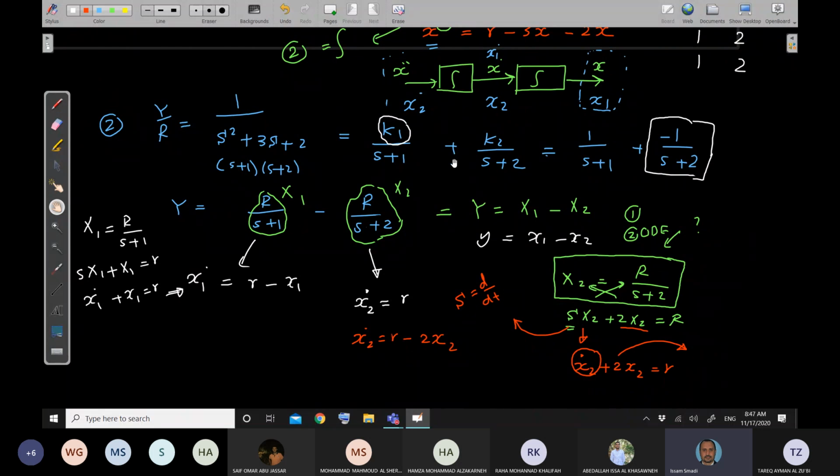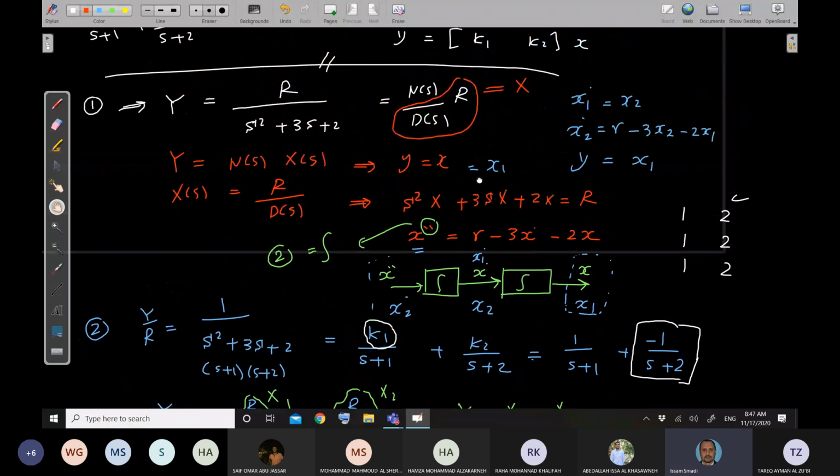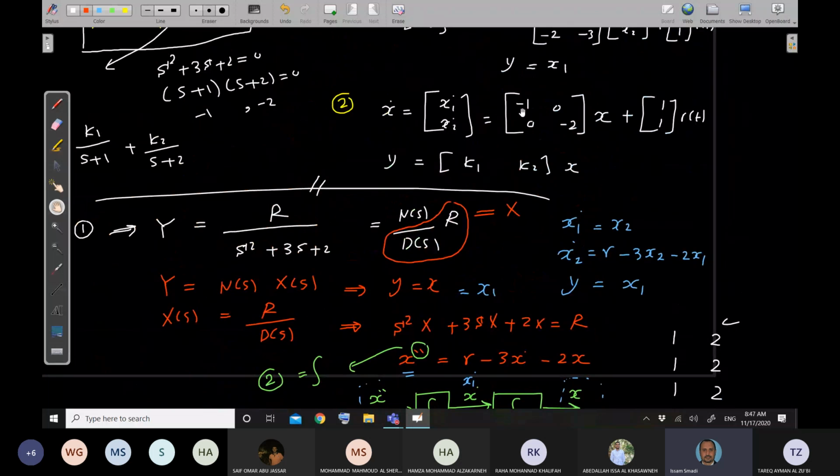So now let's see. This is minus 0, 1, 0 minus 2, and here I have k1, k2, and I think we agreed that this one is the 1, and this one is the minus 1, correct? Yeah.